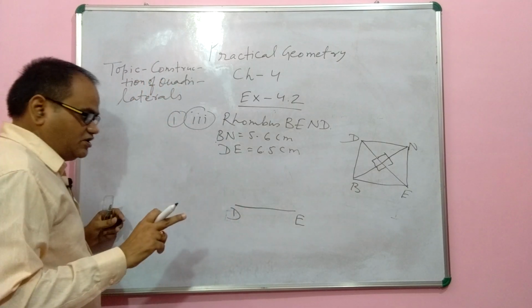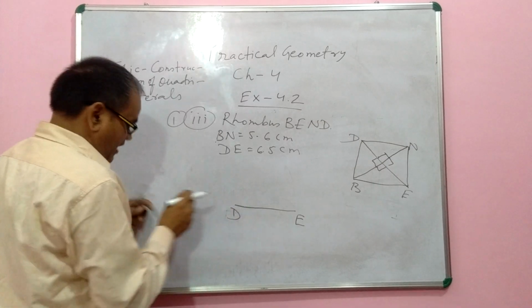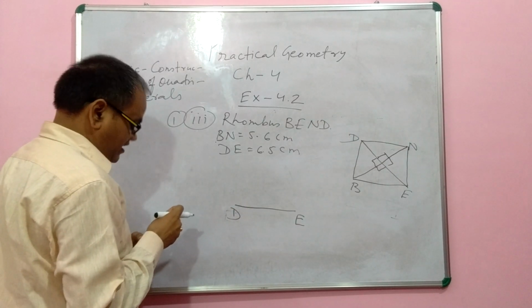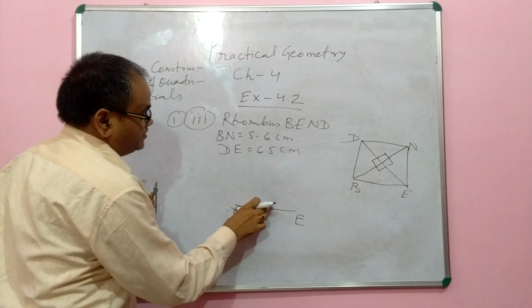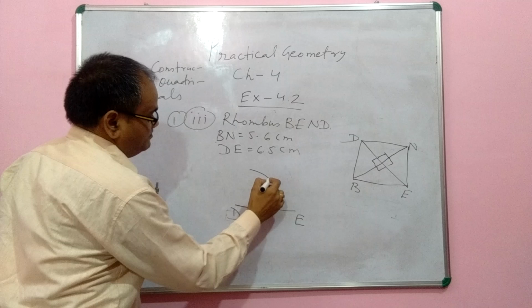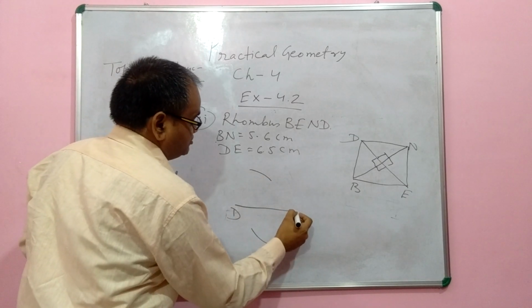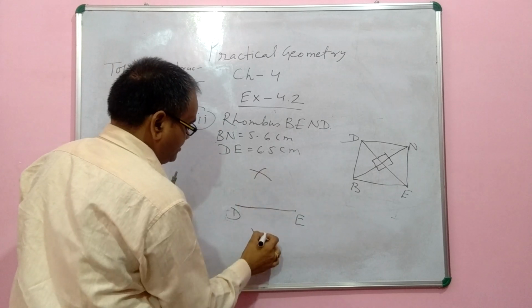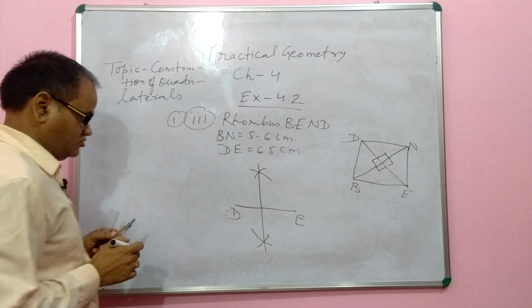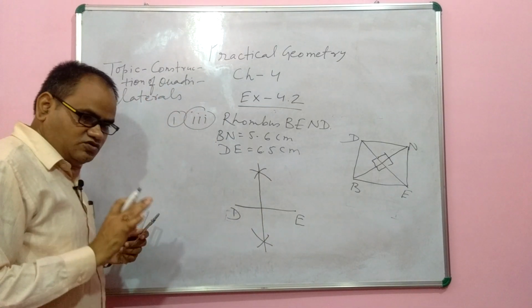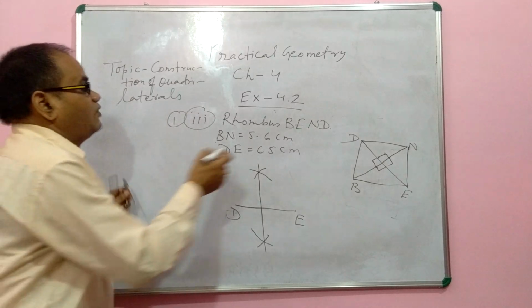Now, next work is to bisect DE. How do you bisect? You keep your compass at D. Take more than half of DE. Cut an arc up and down. Then you have to keep your compass at E. Take the same arc up and down. Now your DE is bisected. You have to take more than half of DE. Then DE is bisected.